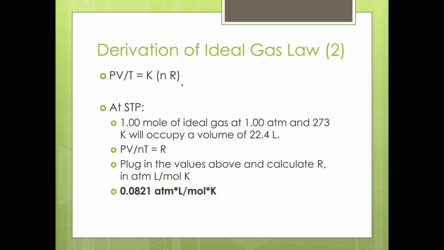Okay. Now at STP, 1 mole of ideal gas at 1 atmosphere and 273 Kelvin will occupy a volume of 22.4 liters. This is what's called the molar volume of a gas. 1 mole of any gas at STP will occupy a volume of 22.4 liters. So if we plug that into this equation, by the way, if we divide both sides by N, we get PV over NT equals R. That way we can actually substitute in and find out what this proportionality constant is. So if we plug in 1.00 atmospheres, 22.4 liters divided by 1 mole times 273 Kelvin, when we plug all those numbers in, we get a proportionality constant of 0.0821 atmosphere liters per mole Kelvin.